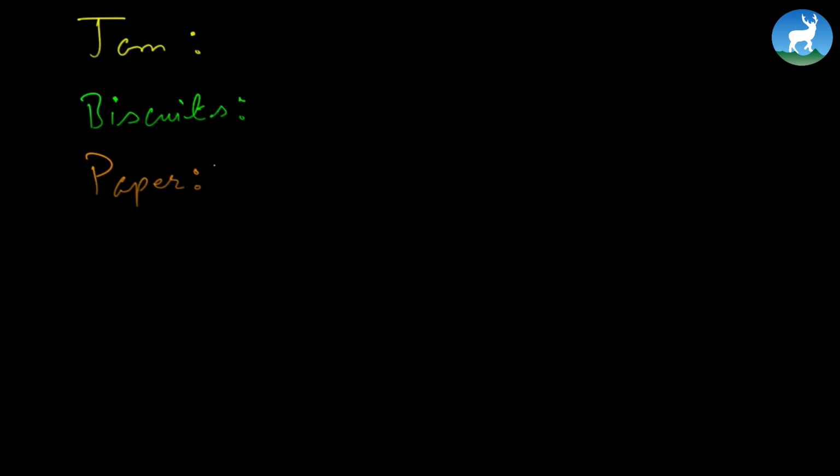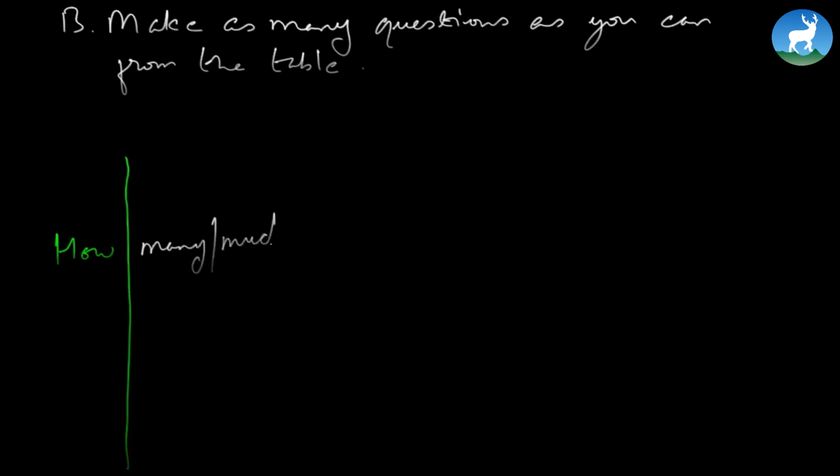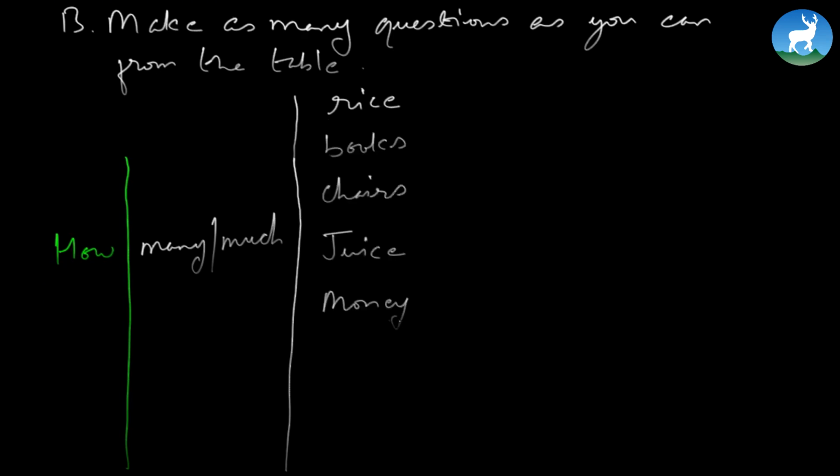All right, now as we move further, number B: make as many questions as you can from the table. All we have to do is make as many questions as we can from the table. Here the structure of the table would be: how, and then many / much, and here we have, let me add some: rice, books, chairs, juice, money, time, finally pens. Okay, so we close this bracket now. Sorry for the bit of crooked line here.